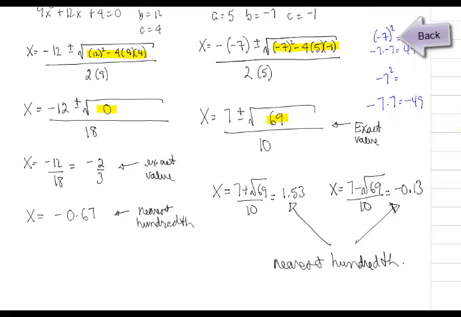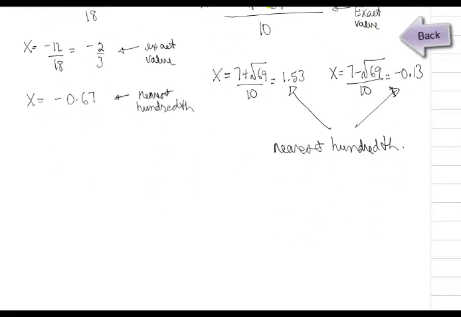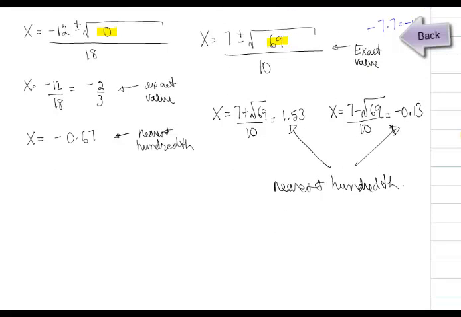Okay, and we're going to verify one of our answers just to show that we can. I'm going to do it on the first one. Now, my answer is that x is equal to negative 2 over 3. Remember, you always start with the original equation, okay? So my original equation is 9x squared plus 12x equals negative 4.